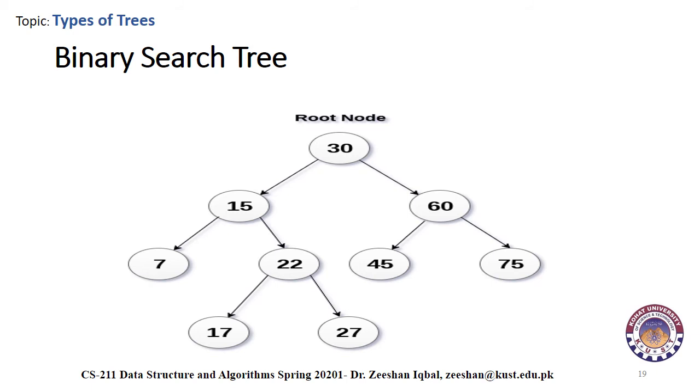For example, 30's left child is less than its parent node and 30's right child, which is 60, is greater than its parent node. Similarly, if we consider 60 as parent, the left child is smaller, as we can see that 45 is smaller than 60 and 75 is greater than 60. Again, if we see the left portion, 22 is greater than 17 and 22 is less than 27. So the left child will always be smaller and the right child will always be greater than or equal to its parent node.